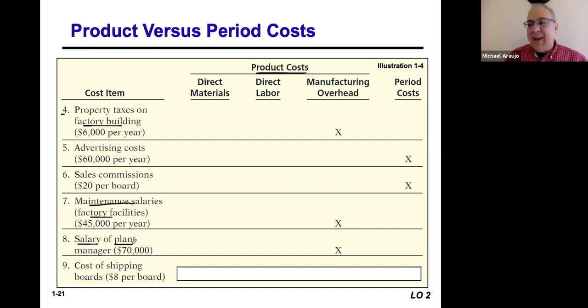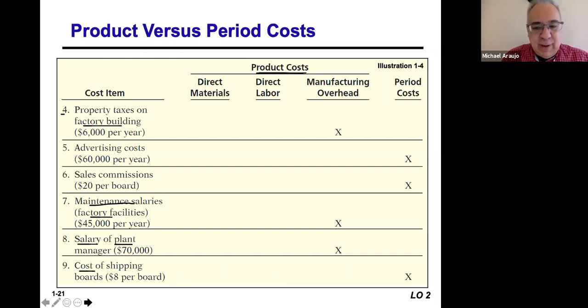Okay, plant and factory. Now you can say, as I always tell people, all insects work at the plant, but a lot of people don't. We work at the factory. Okay. And the cost of shipping those boards, of course, we ship them once we sell them, and so that's going to be a period cost.